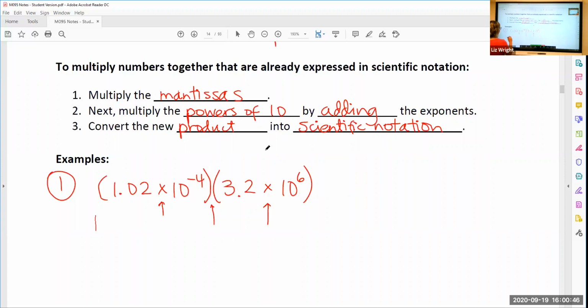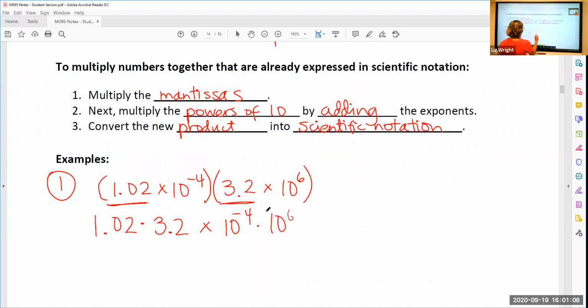This again is a process I look for on your papers when we're doing quizzes and exams. So we're going to do 1.02 times 3.2. We're moving these mantissas next to each other. I am then going to put a multiplication sign, and I'm going to say 10 to the negative 4th times 10 to the 6th. So I'm taking my powers of 10 and grouping those together.